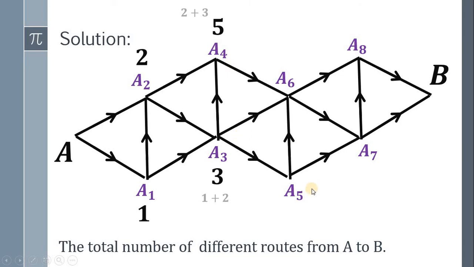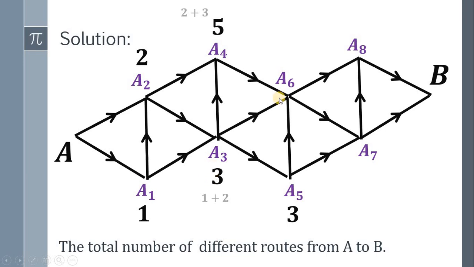Now, how about A sub 5? How many different routes are there to go to A sub 5? Notice that there's no other way to go to A sub 5 unless you go to A sub 3. Therefore, to go to A sub 5, there are also three different routes. This is the same thing as A sub 3. Okay? Now, here's the critical part.